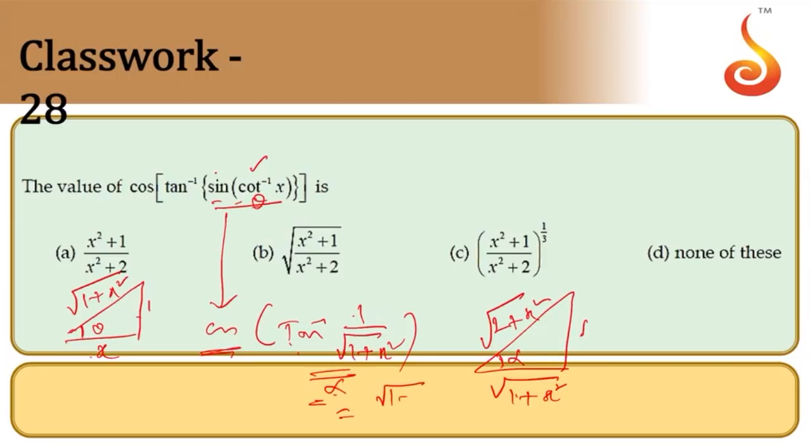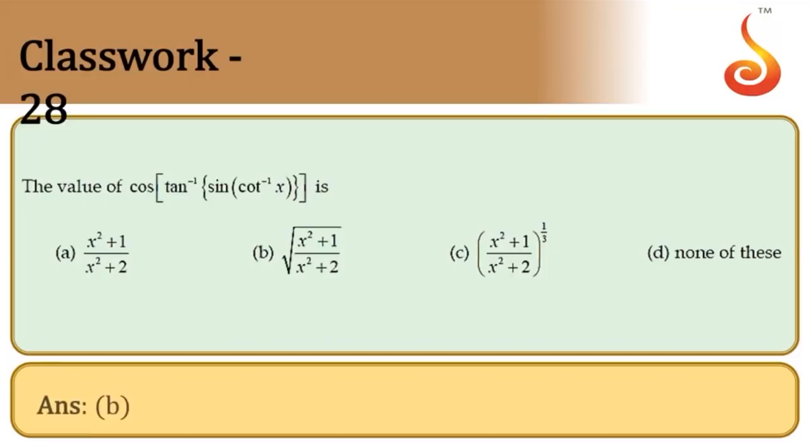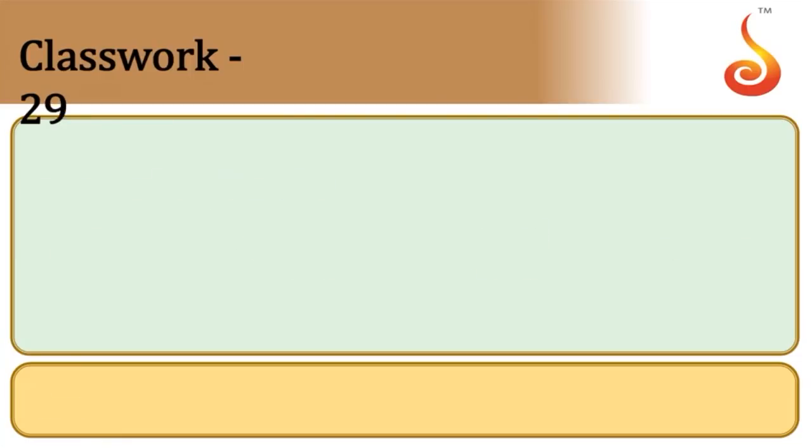So what is cos alpha? It is nothing but adjacent side by hypotenuse, which is root of 1 plus x square divided by root of 2 plus x square. So the answer is equal to B. So the answer is B.